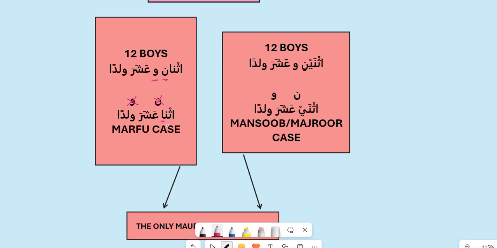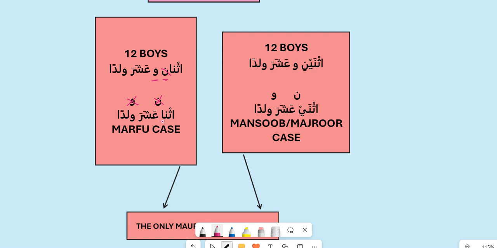That's why number 12 is different from 11 and 13 to 19, because it's a Muthanna number. It represents duality. That's why it is following the rules of Muthanna. So when it's in marfu case, it represents marfu case with the alif. And as I told you, the noon has been deleted, the waw has been deleted, and it remains as Ithna Ashar. So this alif tells you it's in marfu case.